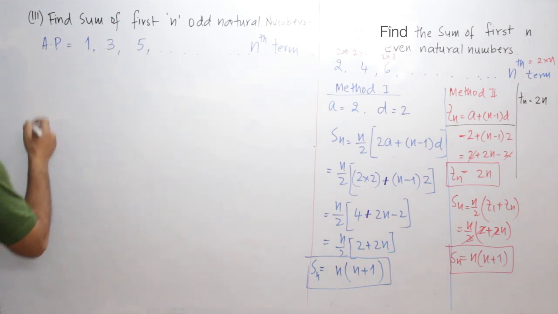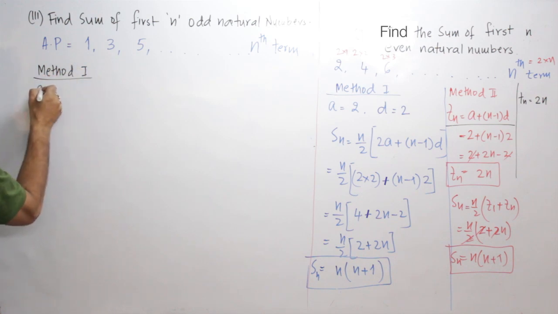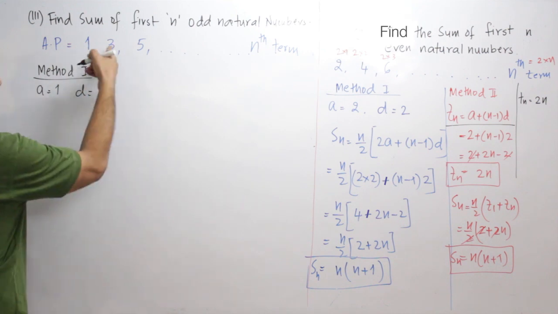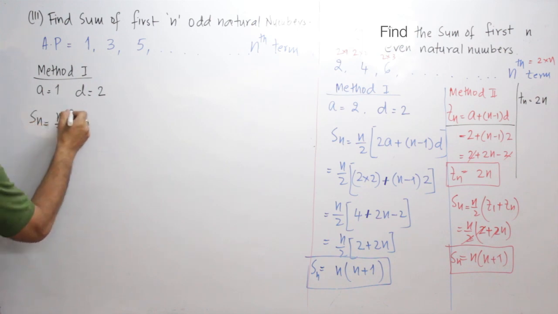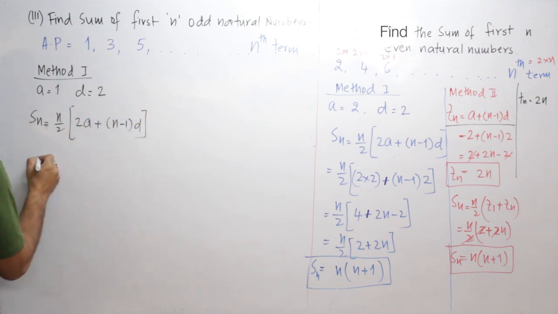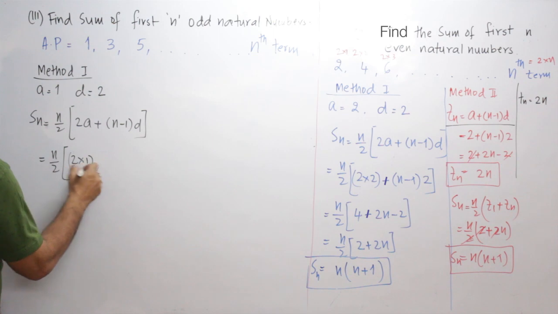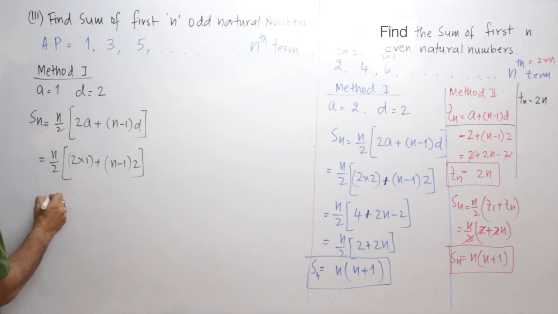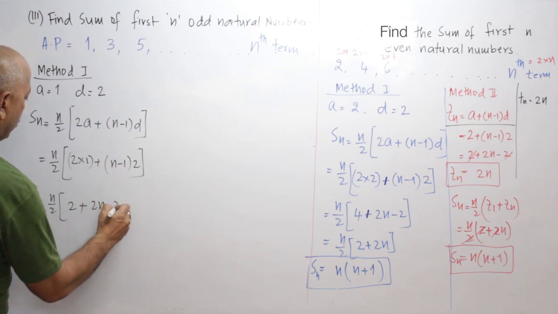So first, method 1. The first term a is equal to 1, common difference is 3 minus 1, that is equal to 2, or 5 minus 3 is equal to 2. So Sn is equal to n by 2 into bracket 2a plus n minus 1 into 2. Putting the values, simply n by 2 into 2 into 1 plus n minus 1, difference is 2. So n by 2 into 2 plus 2n minus 2, I'll expand. This is 2n minus 2.